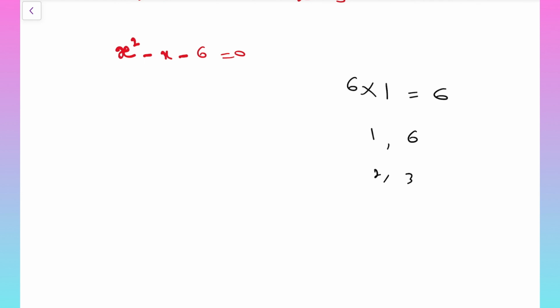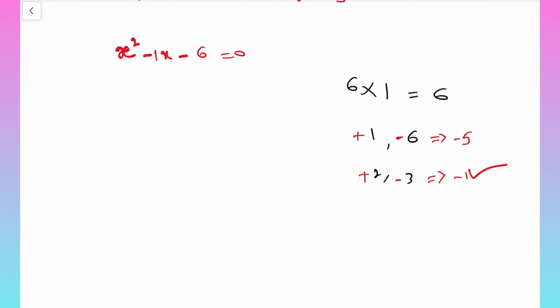1 and 6, the bigger number is 6, so 6 should be negative. Plus 1 will be plus. 2 and 3, 3 is the bigger number, right? So it should be negative and 2 should be positive. Plus 1 minus 6 is minus 5, plus 2 minus 3 is minus 1. Here the middle term is minus x, so before x nothing is there, means minus 1x. So this second pair is correct for us.